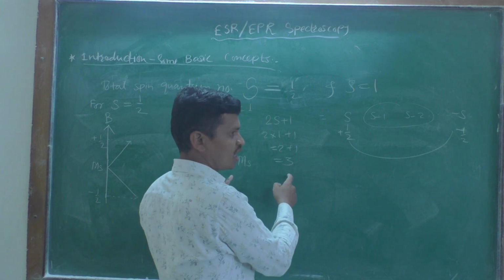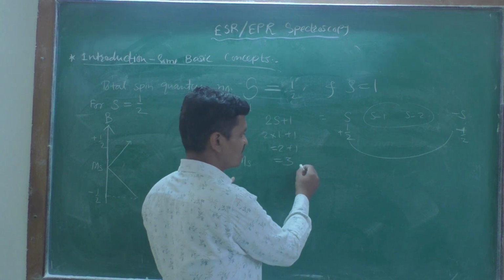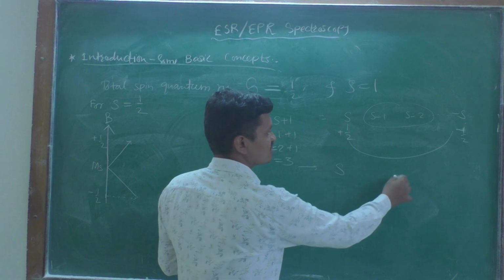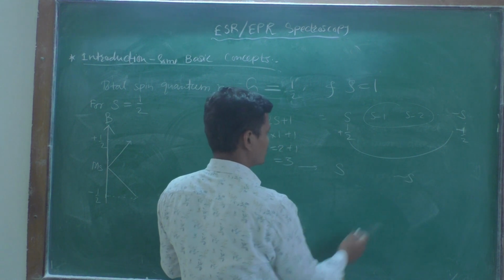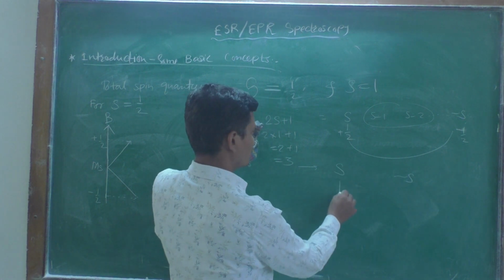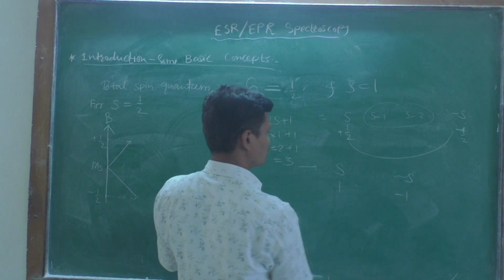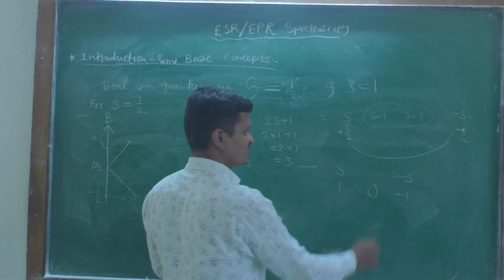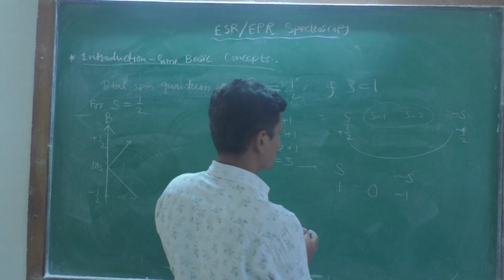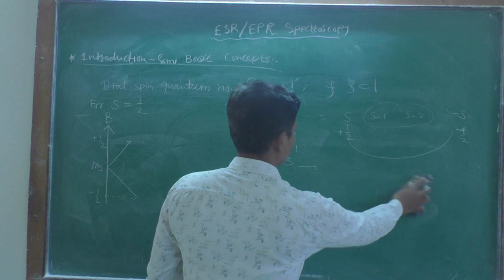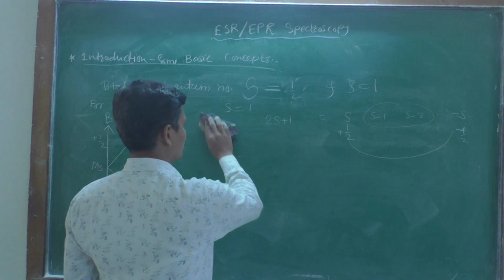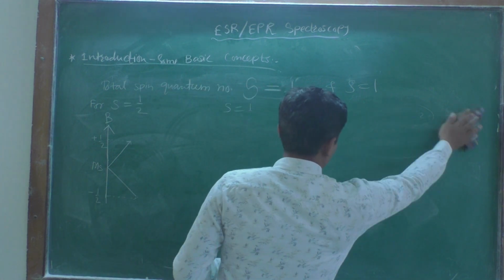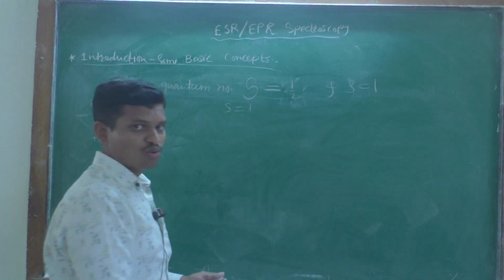Now which are these 3 values? These are S to minus S. Okay, so S is 1 and minus S is minus 1. In between 1 and minus 1 there is only one number, and that is 0. So 1, 0 and minus 1, these are the 3 possible states for total spin S is equal to 1.